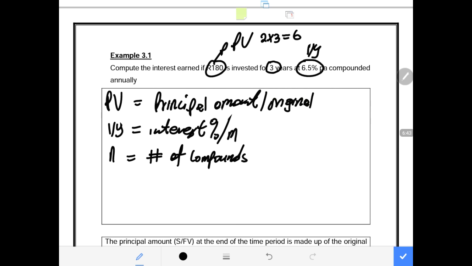Remember, still n is the number of years. I want to highlight that. But when we work with the functions of the calculator, you'll see exactly what I'm talking about.